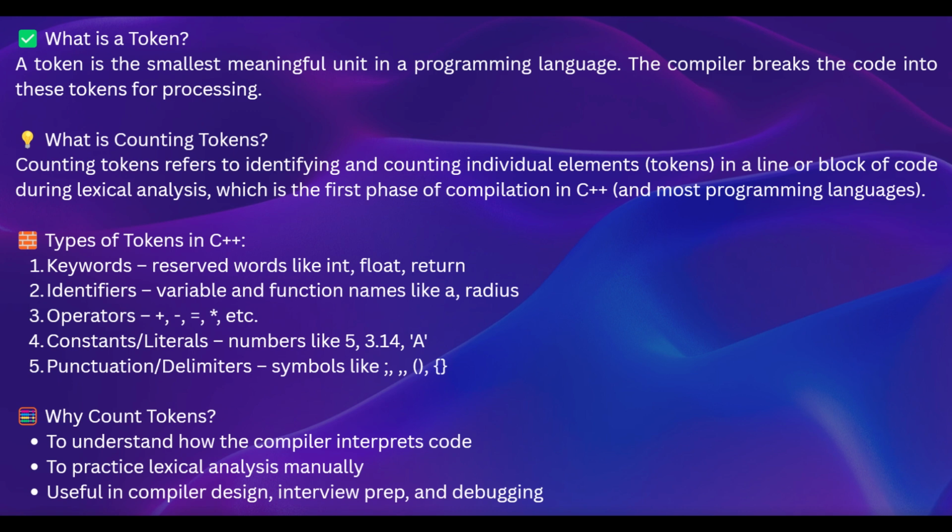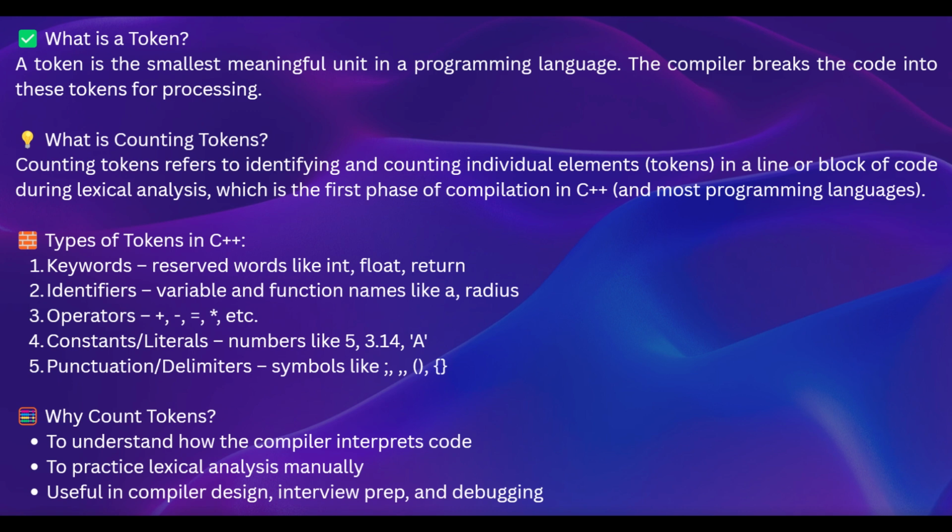Then identifiers. These are the names you give to your variables and functions. For example, a, radius, sum, main. Those are all identifiers. Then operators. These are symbols that perform operations like addition, subtraction, multiplication, division. For addition, we use plus. For subtraction, we use minus, equal sign, asterisk, and forward slash for division, etc.